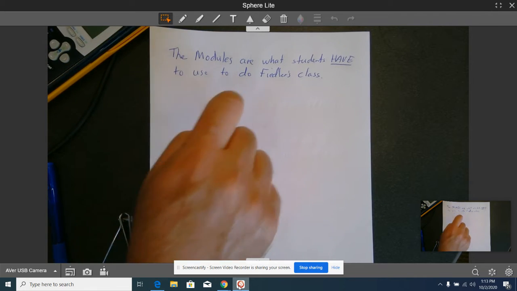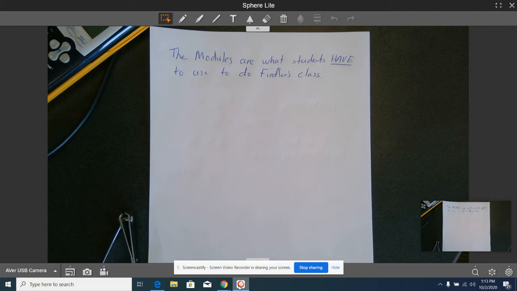Make sure you know that the modules are what students have to go through to be able to do my class. And I would imagine several of your other classes, that is extremely important. The first question you have is about classroom. It says you have 4 missing assignments and there's 11 missing.